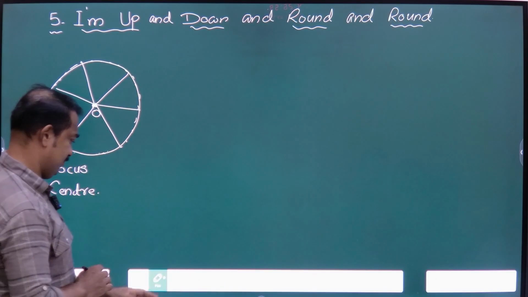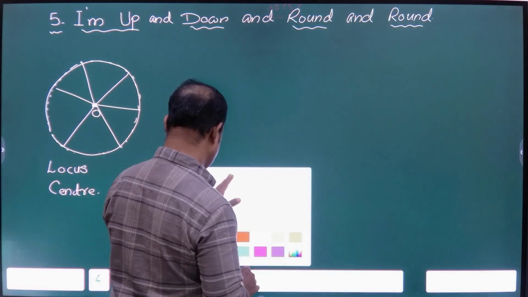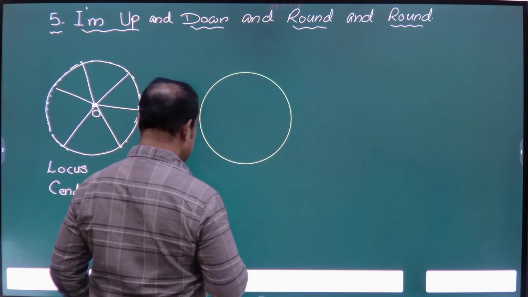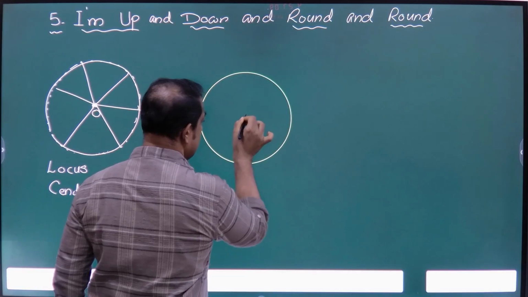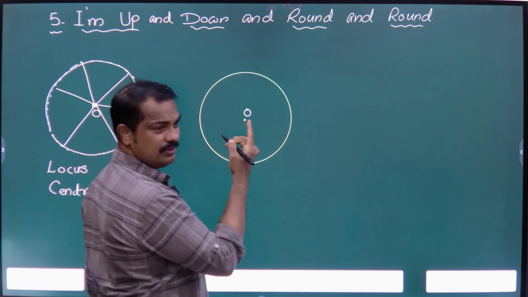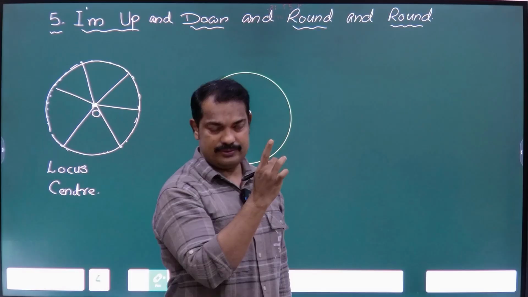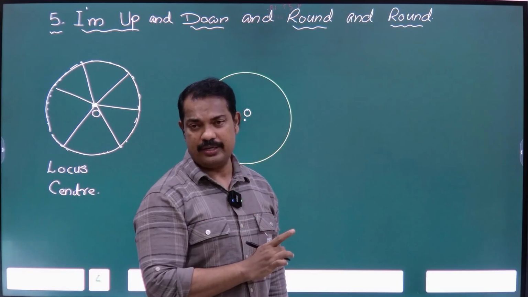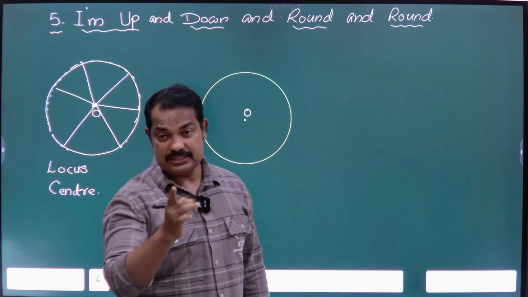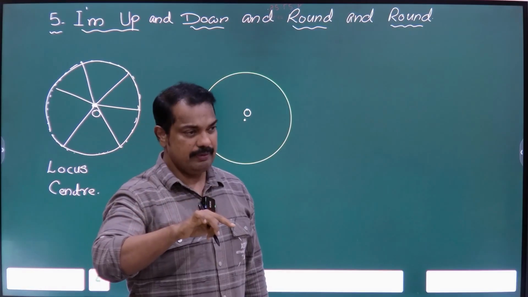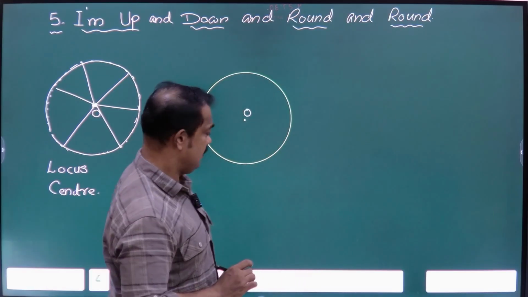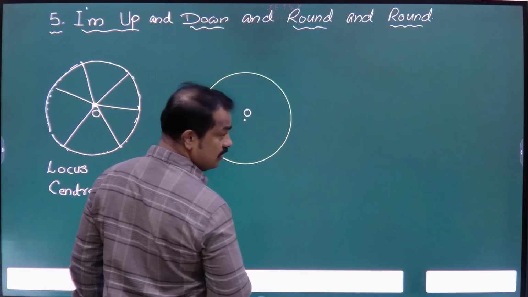Okay, clear? Now listen. A circle is given. In this circle, this point is called the center. This circle is made up of a large number of points, an infinite number of points. The condition is that all the points are equidistant from the given point, and that given point is called the center. O is called the center.